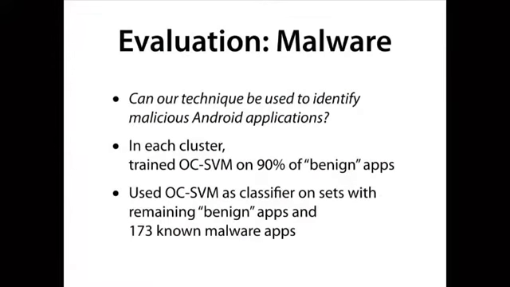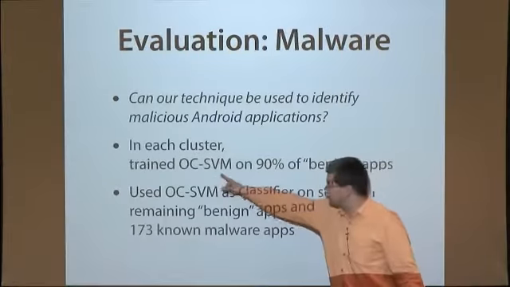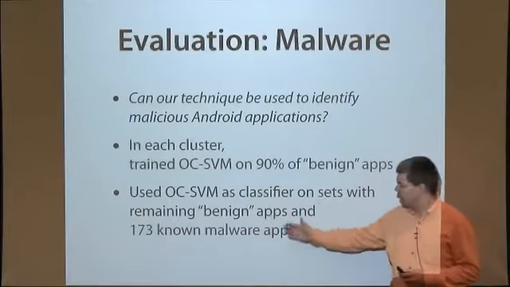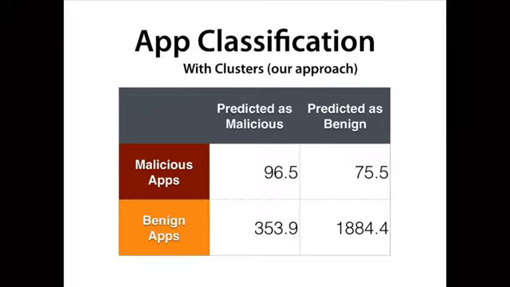Speaking of bad behaviors, we also did a second round of evaluation, and that's even more fun. We took a set of known malicious Android applications and checked how these applications would end up, whether they would end up as outliers or not. For this, we trained the OCSVM as a classifier on 90% of our benign apps, which we downloaded from the store. Then we had 173 known malware apps, on which we used the OCSVM as a classifier, and we wanted to see how these benign apps as well as our known malware apps would be classified. This is what we got. These are of course average numbers over multiple runs and multiple splits.